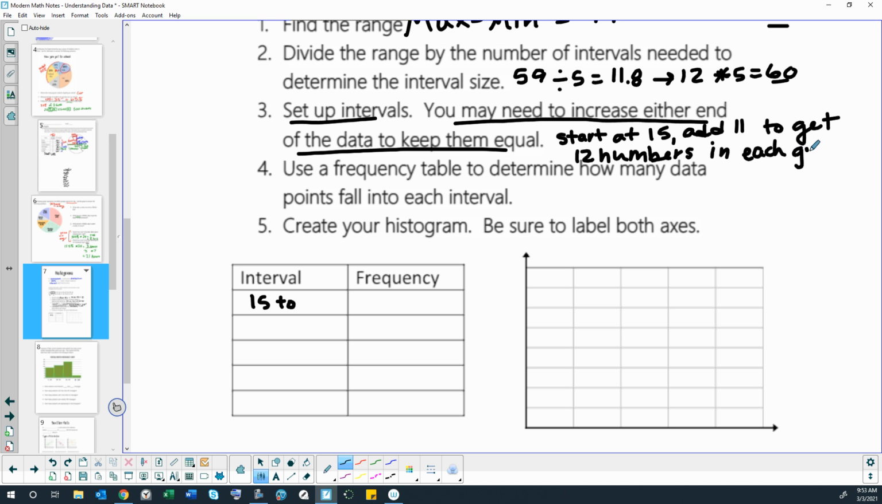Remember how I said the notes were kind of complicated? The assignment's not this complicated. Just remember that we're doing this part together.